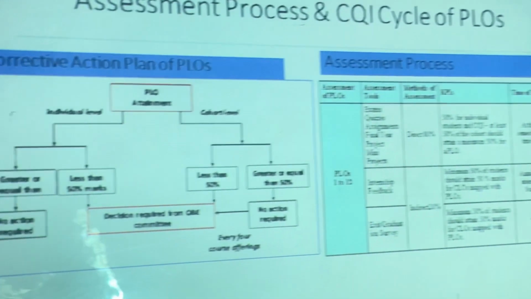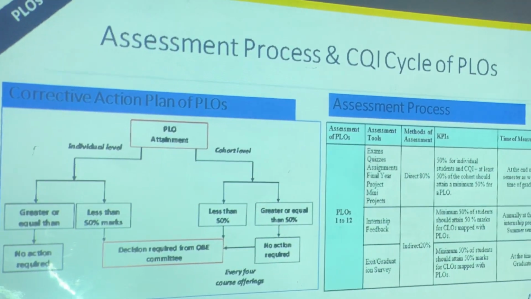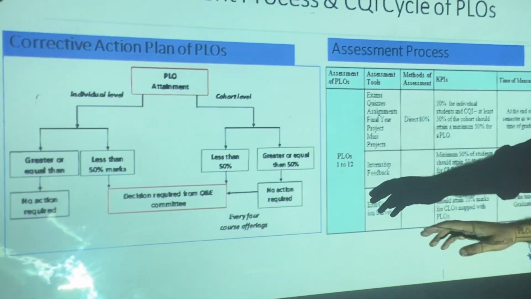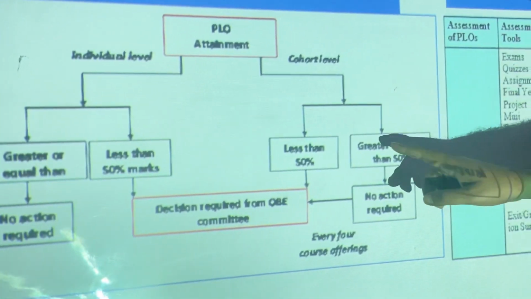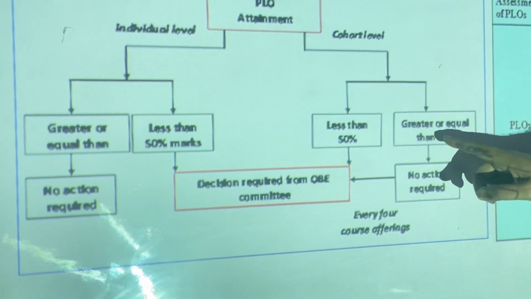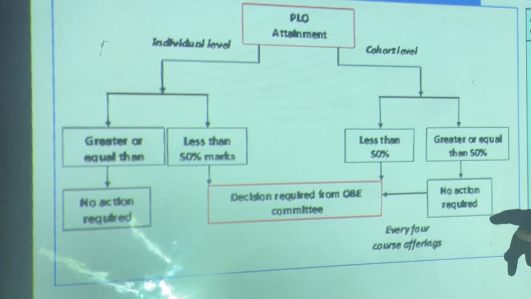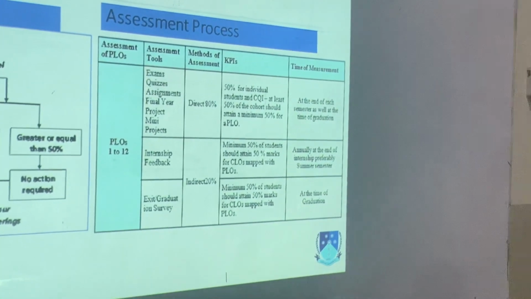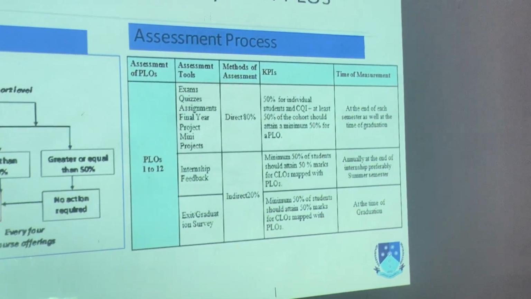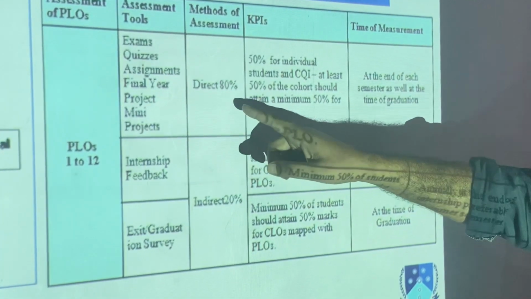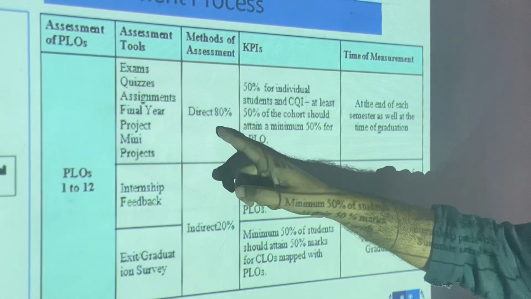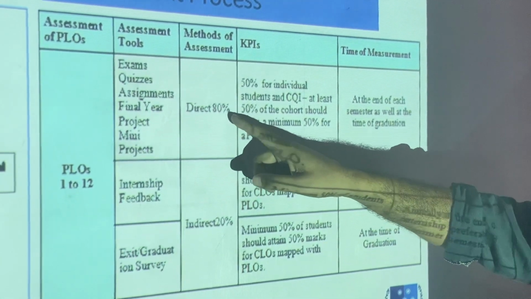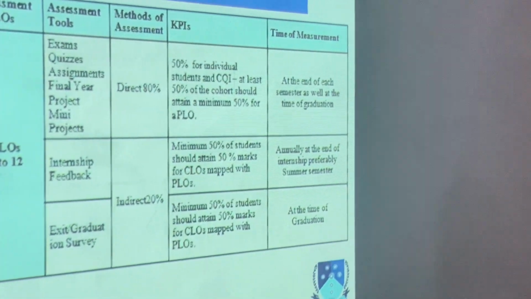This is the attainment of PLOs. At cohort level, we need at least above 50% in order to attain the PLO. At individual level, we also need 50%, as discussed in our earlier session. So we need 80% from direct assessment and 20% from indirect assessment in order to attain the 12 PLOs.